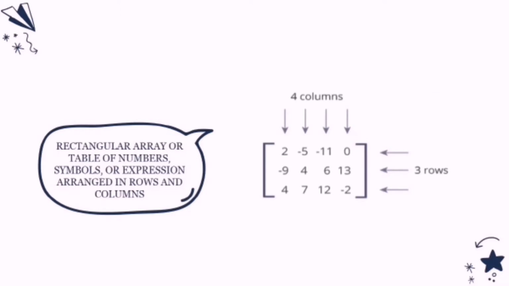In mathematics, a matrix is a rectangular array or table of numbers, symbols, or expressions arranged in rows and columns. For example, the dimension of the matrix here is 3 times 4 because there are 3 rows and 4 columns.